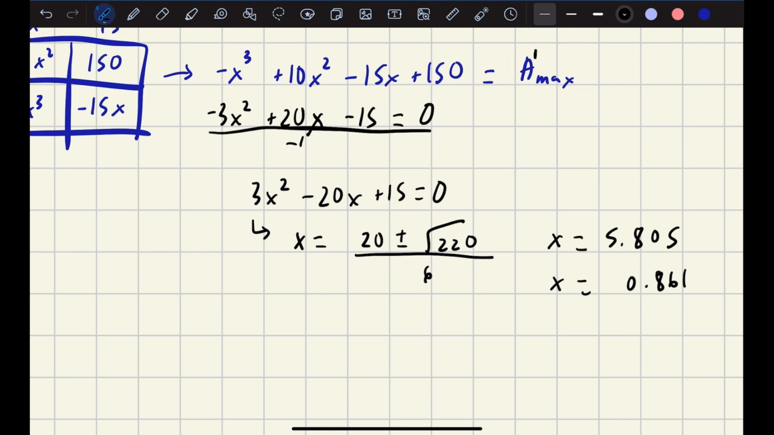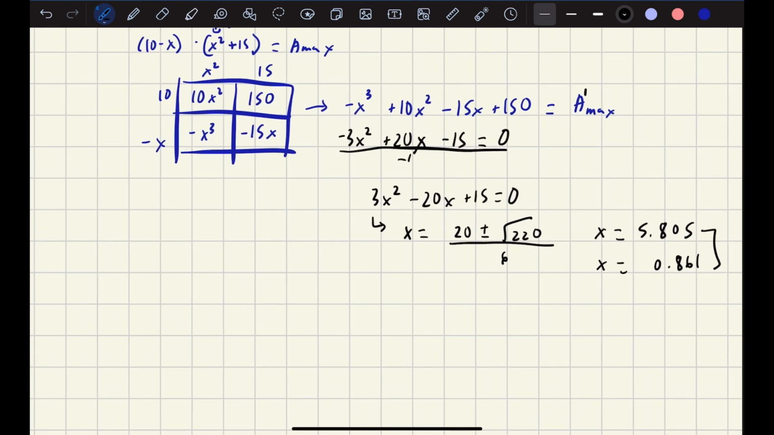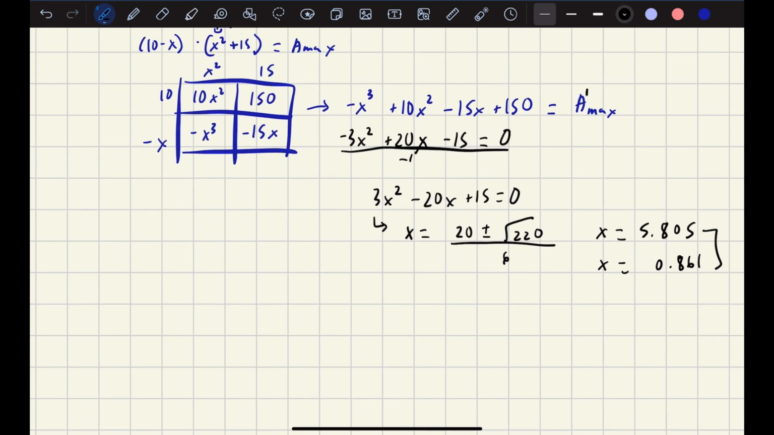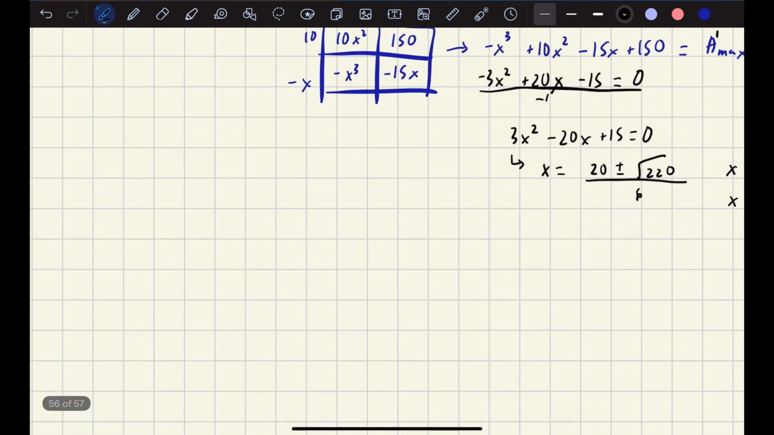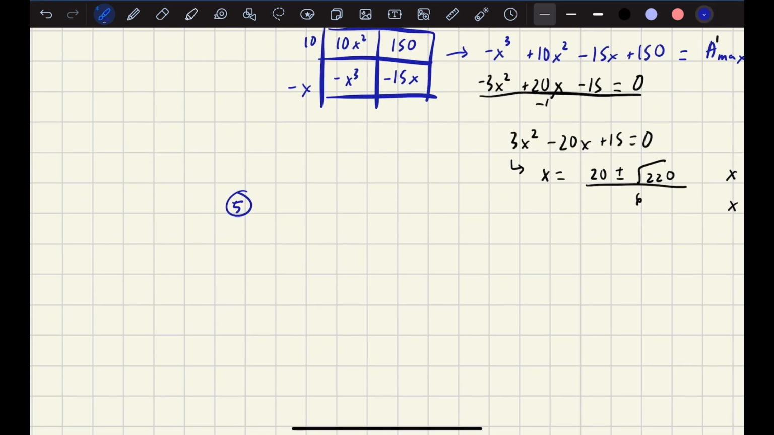And so we need to figure out which value is going to give us a max area. And so to verify this, we are actually going to do this plug-in step here. So step 5 is going to be to verify the maximums. So we're going to take this and we're going to do 10 minus 0.861 times 0.861 squared plus 15. We're going to plug this into our calculator, and this is going to get you approximately 9.139.